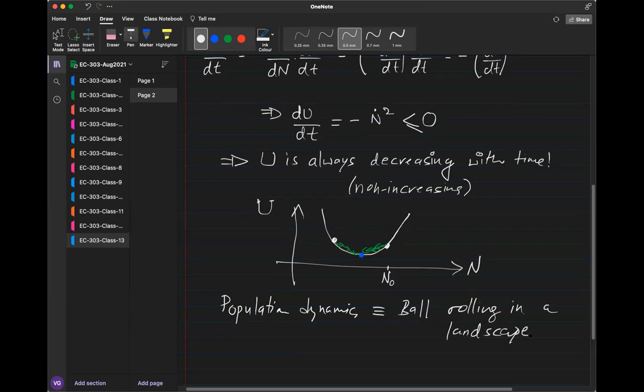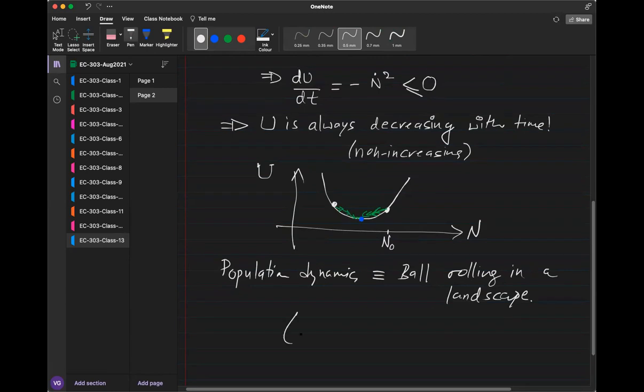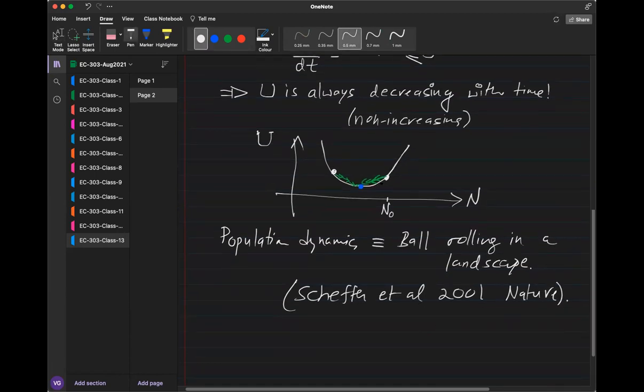Again, this concept was discussed in the paper by Martin Scheffer et al., which I had asked you to read in the last semester. Except that they did not really show that it was mathematically possible in that paper. But it is indeed possible. So basically, you can think of the population dynamics of a system that follows this equation as a ball rolling in the landscape. Okay.